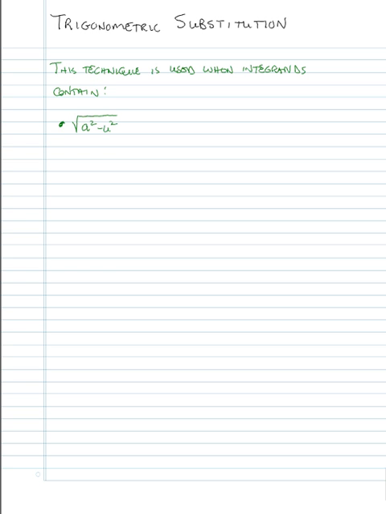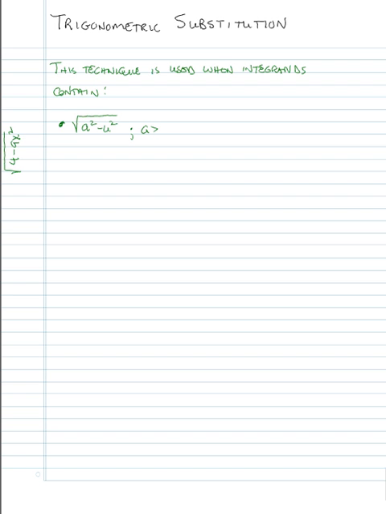Now, the a represents a constant and the u represents a variable expression. So u could be a 3x, so u squared would be 9x squared. And a could be a 2, so a squared is a 4. So it would be something like the square root of 4 minus 9x squared, is of that form.